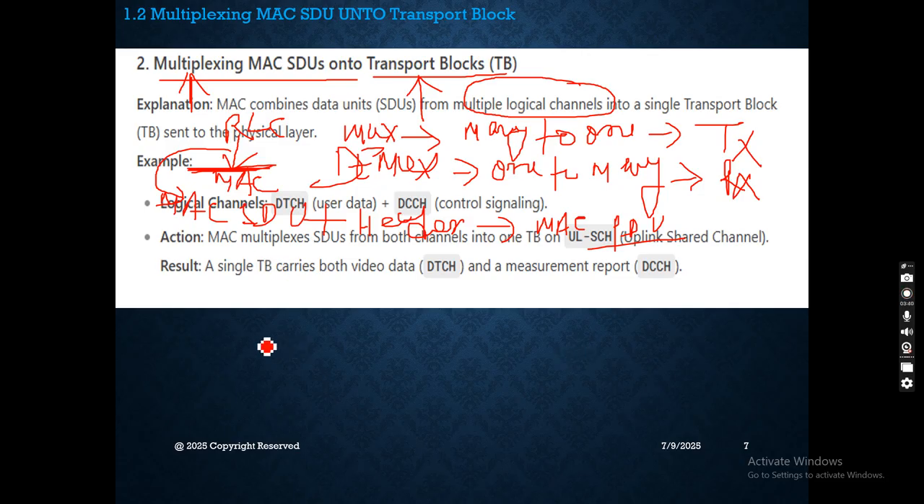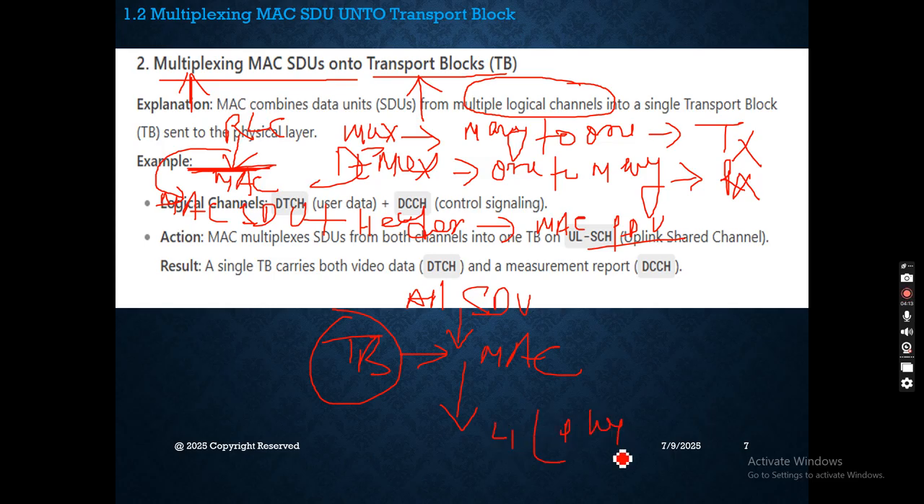What does one transport block mean? It means the TB is constructed in the MAC itself. It combines all the SDUs into one TB. That's what I call mux, meaning many to one: many SDUs onto one TB. Once it's converted into a single TB, it is pushed to the L1 layer, which is my physical layer.